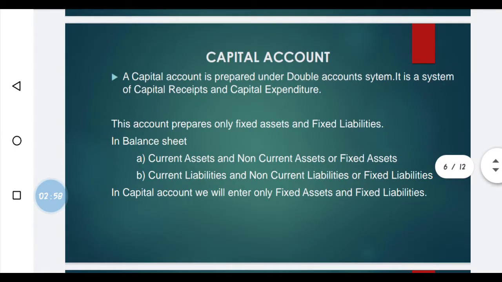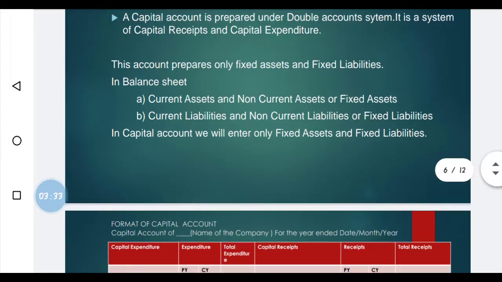Now we are going to see the capital account. Capital account is prepared under double account system. It is a system of capital receipts and capital expenditure. Normally, balance sheet contains fixed assets, fixed liabilities, current assets, current liabilities, etc. But here, in capital account under double account system, we take only the fixed assets and fixed liabilities, that is non-current assets and non-current liabilities.